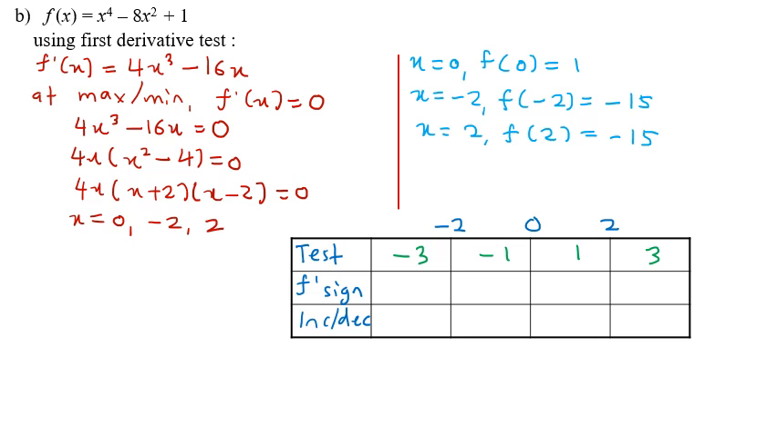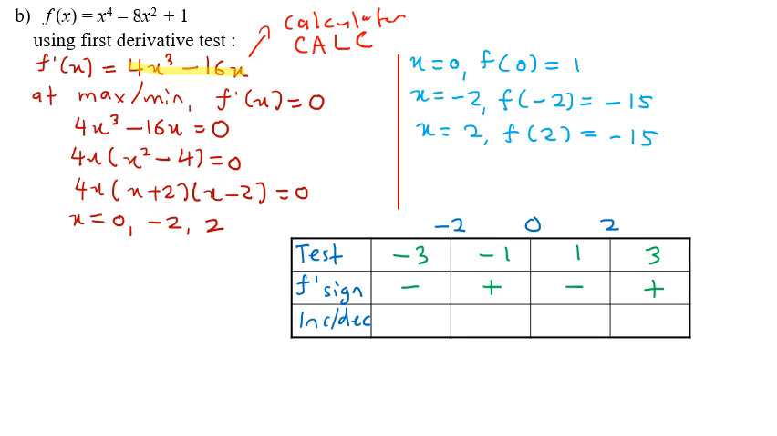And then for the f prime sign, I suggest you put this f prime into your calculator as a function. And then we use the calculate function, so we substitute these test values. When x is negative 3, the sign will be negative. When x is negative 1, the sign is positive. When x is 1, the sign is negative. And when x is 3, the sign is positive.